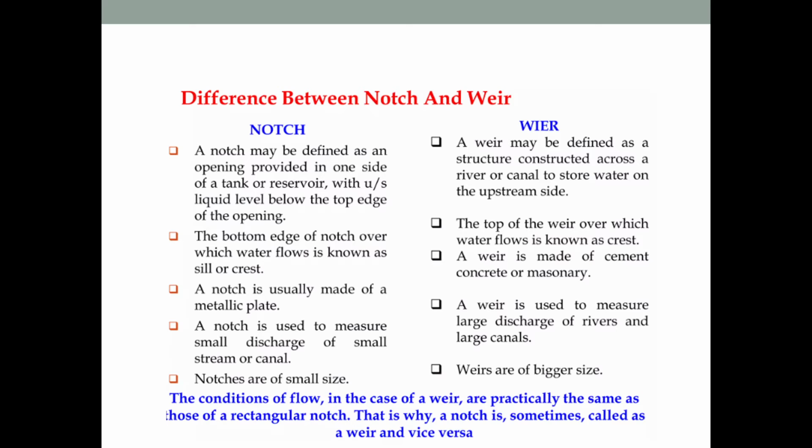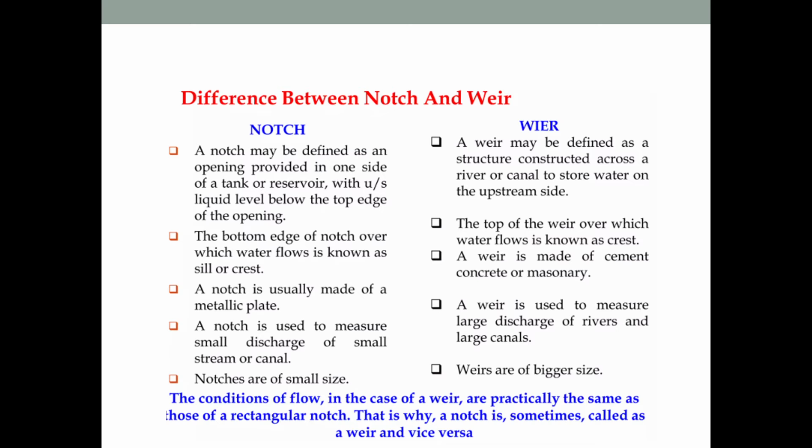A weir will be made of cement, concrete and masonry, while a notch will usually be made of metallic plate. A notch is used for measuring small discharge of a small stream or canal, whereas a weir is used for measuring the large discharge of rivers and large canals. So a notch is of small size and weirs are of bigger size. The conditions of flow in the case of a weir are practically the same as those of a rectangular notch, so sometimes they are used vice versa.